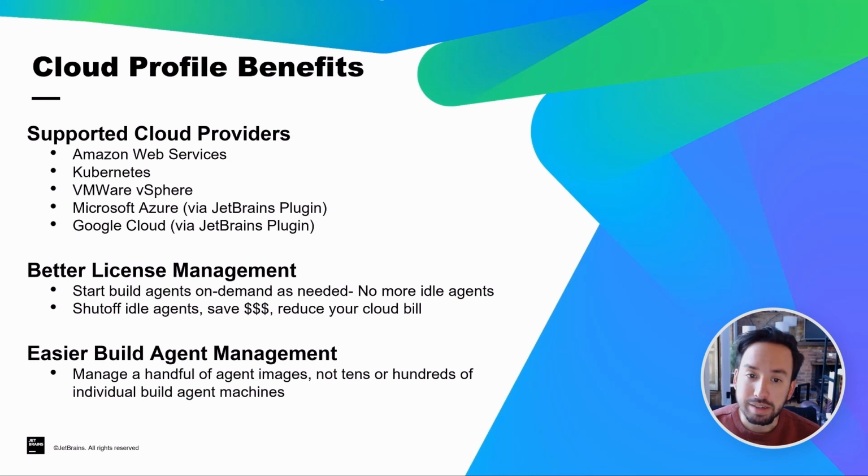So let's get down to basics. A Cloud Profile is a collection of settings which allow TeamCity to start virtual machines or images in a cloud provider that can act as a TeamCity build agent. We support a number of different cloud providers, including AWS, Kubernetes, and VMware vSphere, which are all supported out of the box. And we also support Azure and Google Cloud. These are JetBrains developed and supported plugins, but you will have to download and install them from the JetBrains plugin marketplace.